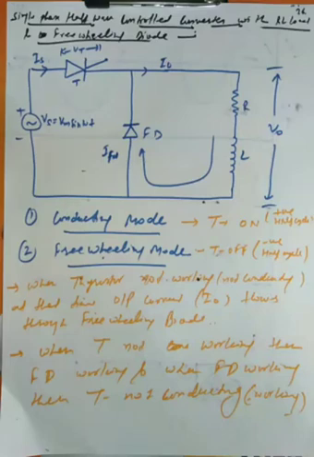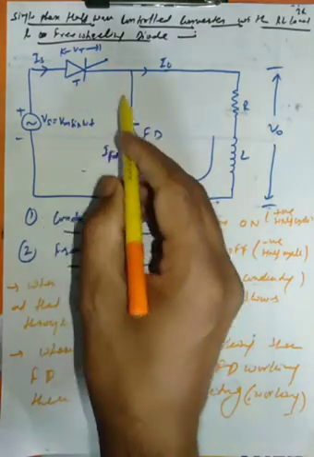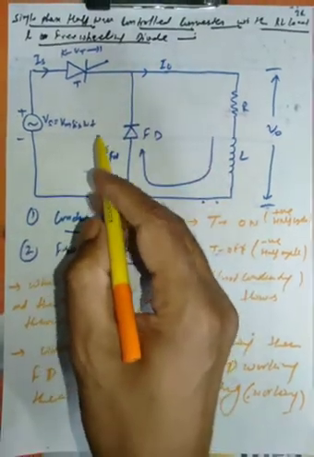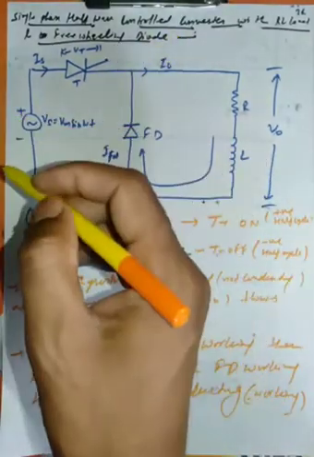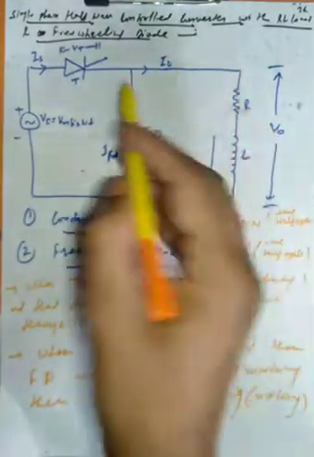Good morning students. Today's topic is the single phase half wave controlled converter with RL load and freewheeling diode. This is the circuit diagram of the half wave controlled converter with RL load and freewheeling diode.